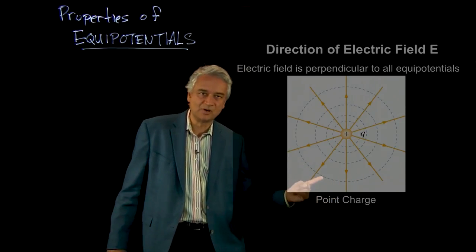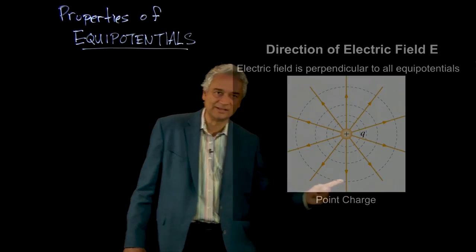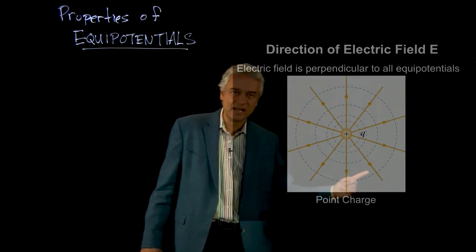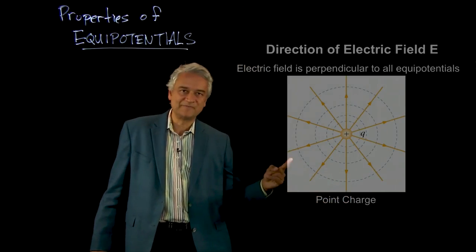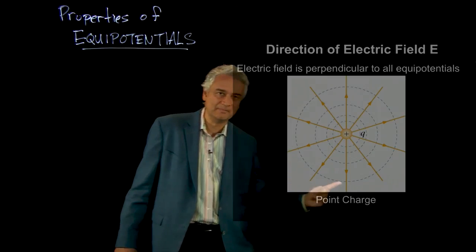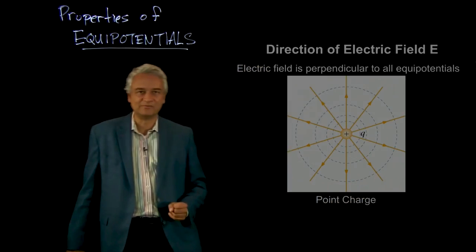So if I move a charge along this dashed line, I don't have to do any work. The electric field doesn't do any work. This is an equipotential. On the topographic map, this is a level trajectory, a level hiking path.